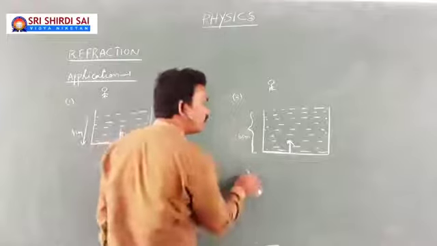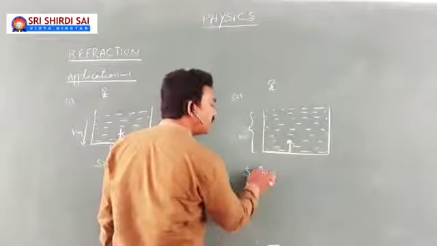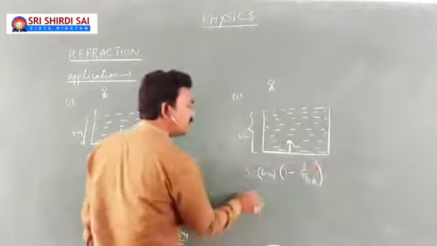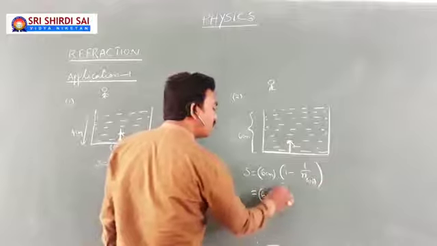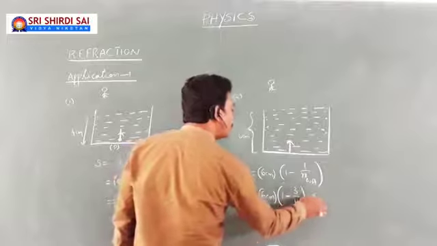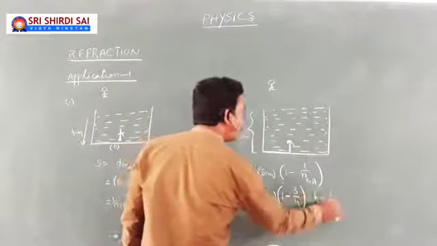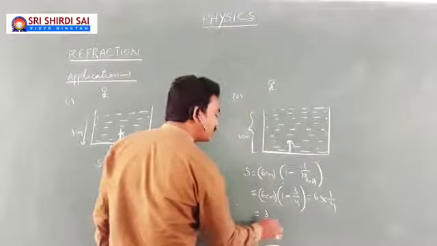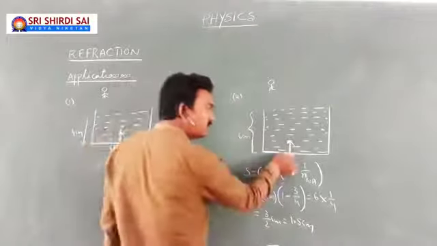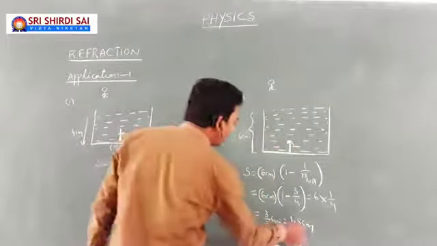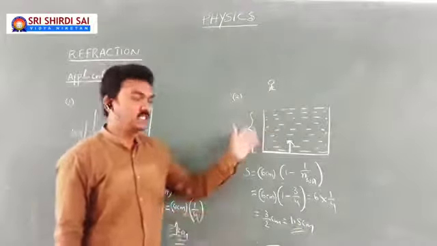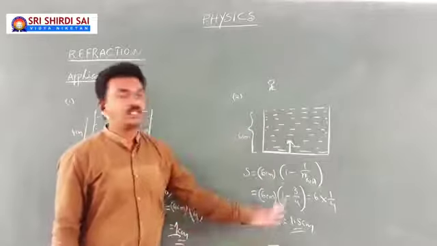How much shift? S equals real distance into 1 minus 1 by n, where n is the refractive index of water with respect to air in this case. Then 6 centimeter into 1 minus, here it is 4 by 3, so the reciprocal means 3 by 4. This is equal to 6 into 1 minus 3 by 4, which is 1 by 4. This is going to be 3 by 2 centimeters, which is 1.5. So here the base of the vessel shifts by 1.5 centimeter when seen by the observer. So the observer finds the vessel is of depth only 4.5 centimeters.